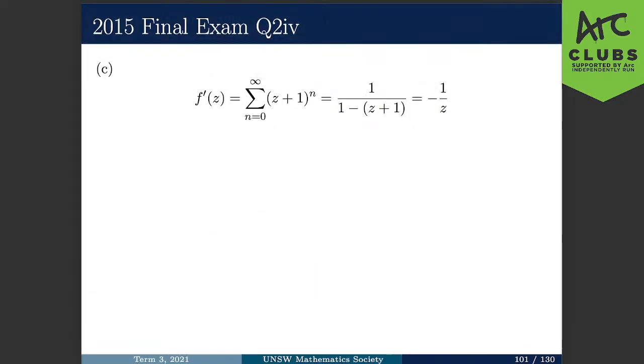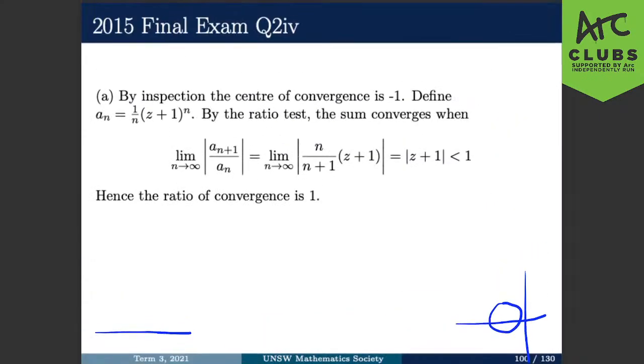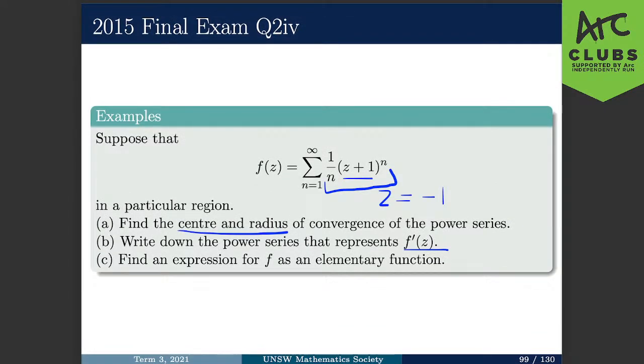So the next part of the question is a little bit more complicated. Part C is to find an expression for f as an elementary function. Well, the fundamental theorem of doing exam questions is that you should always watch out for the previous parts. There's probably a reason why they gave you a part A and a part B. There's probably a reason why they asked you to write this thing down. They probably didn't do it for fun.